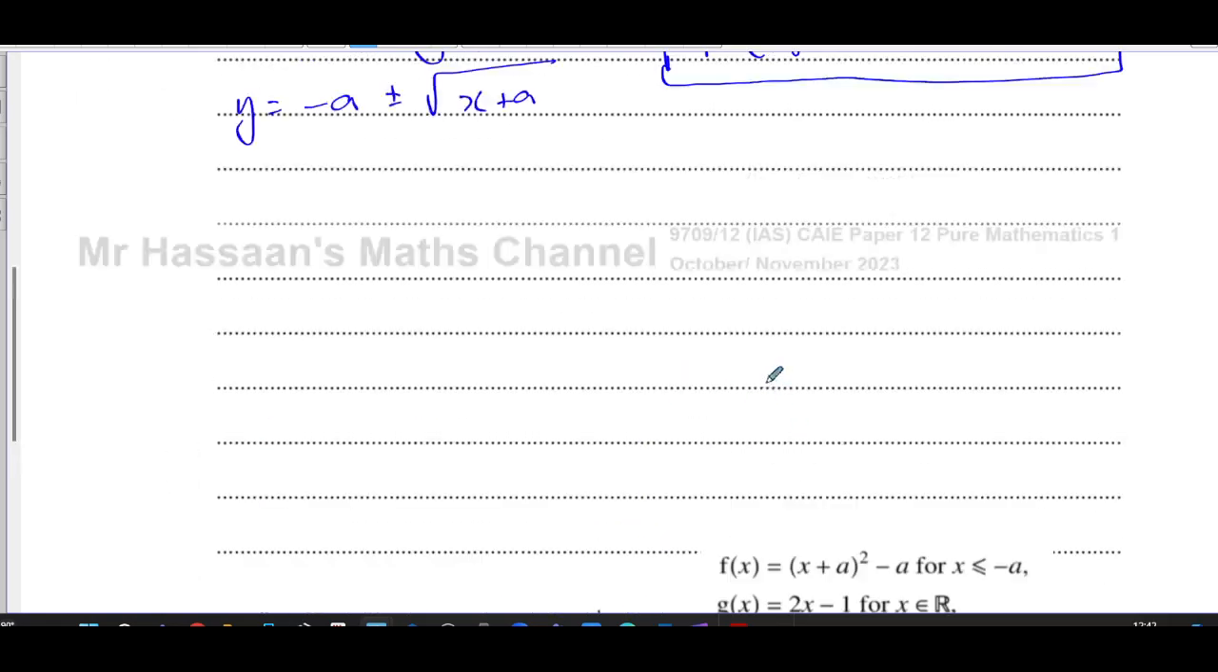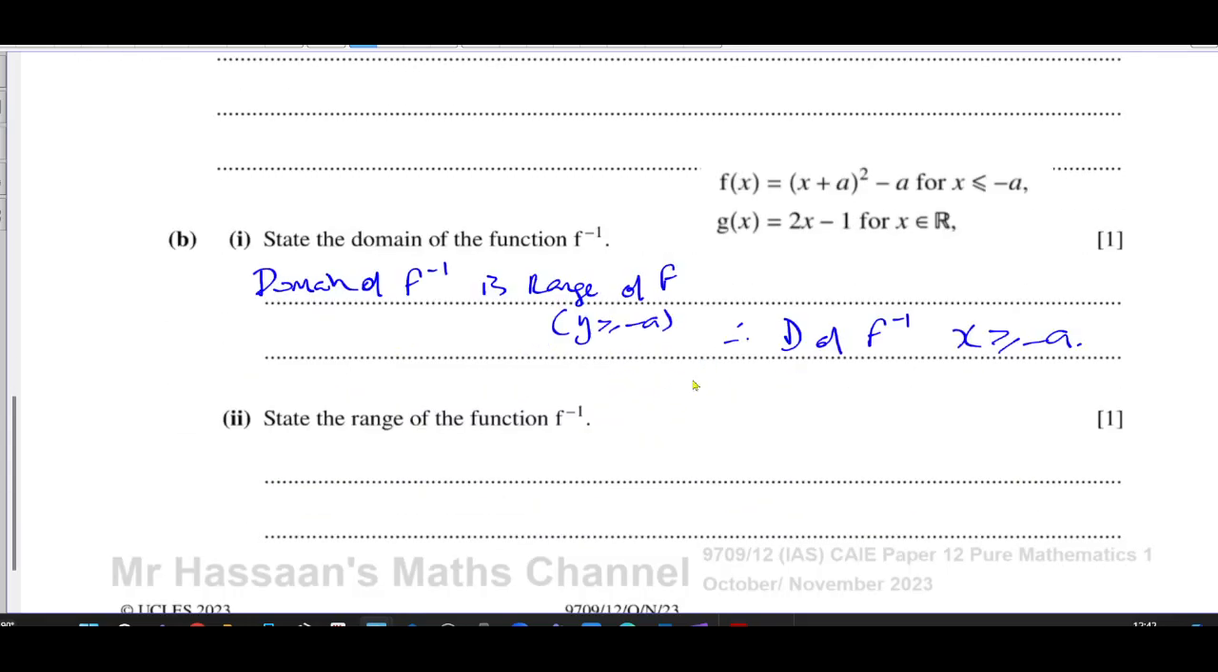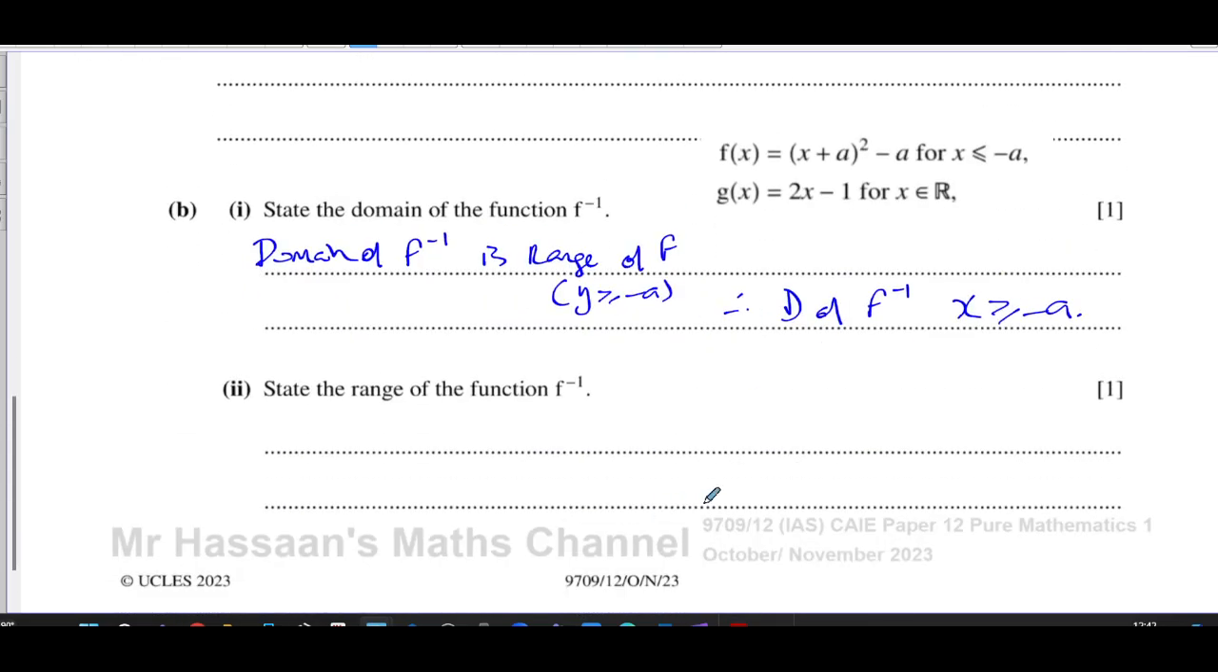The range of f. That's right. That's what we drew here. That's right. Sorry, I just got a bit confused there. Yeah, that's correct. State the range of the inverse function.